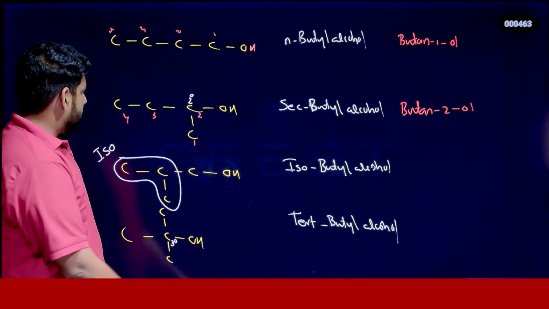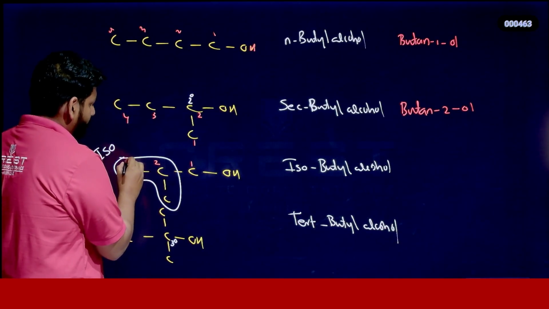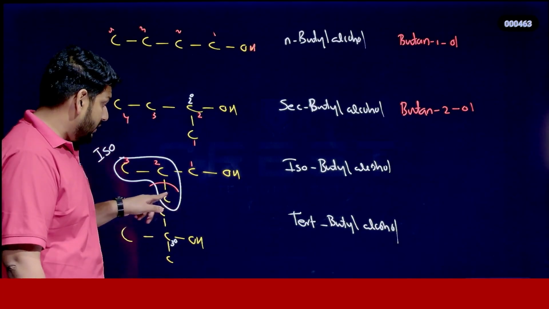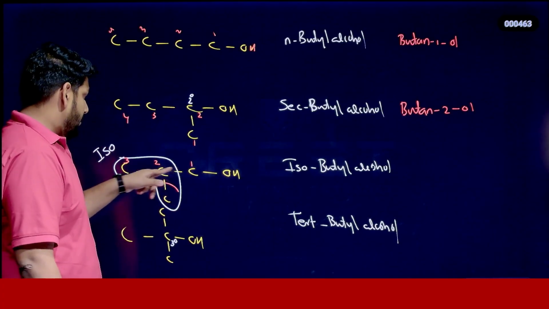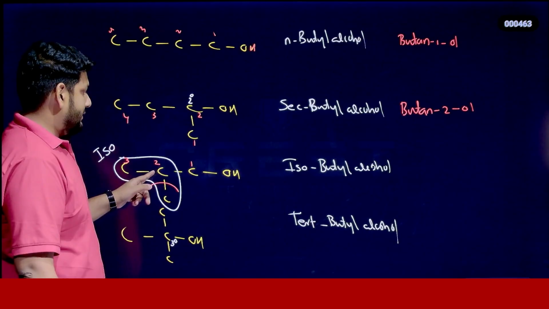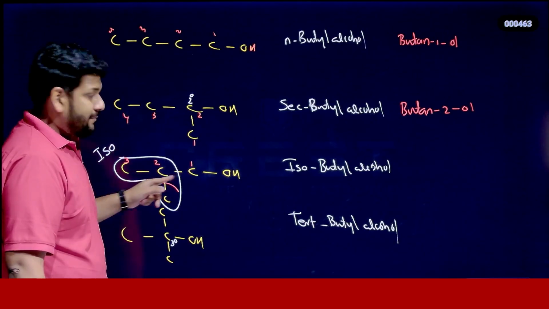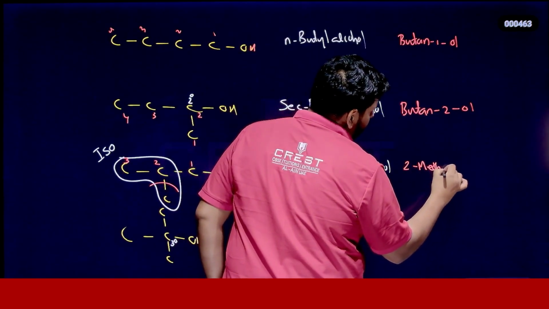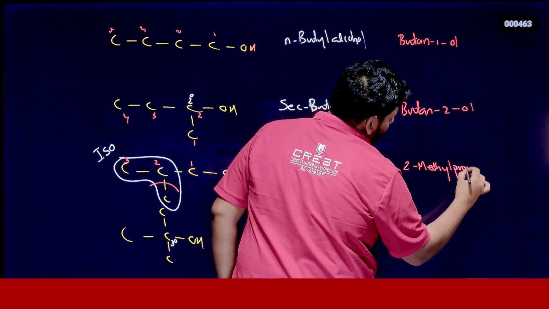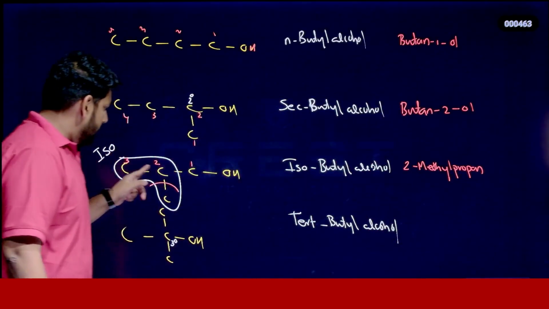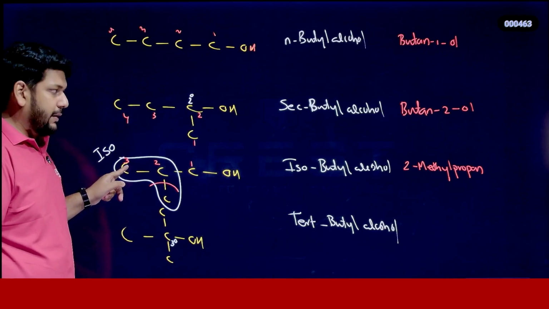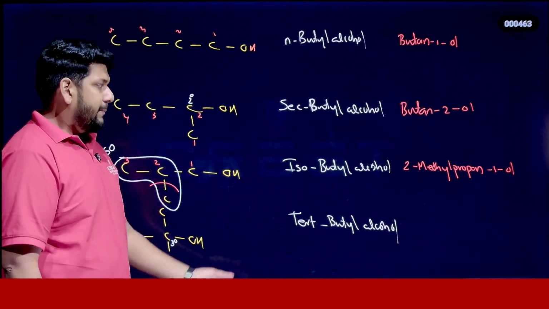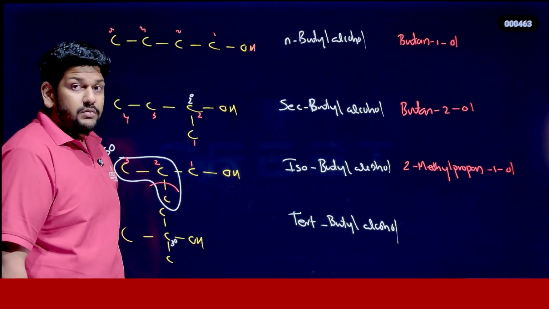And what about this one? You can start from here: 1, 2, 3. Now this one is a branch having 1 carbon, so it is a methyl at the second position. So you can say 2-methylpropan-1-ol. You have only 3 carbons in the main chain, that's why propan. Simply you can also call it propanol, but it is better to show the number, the location of the OH group.